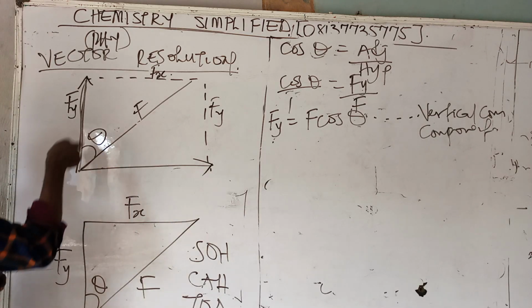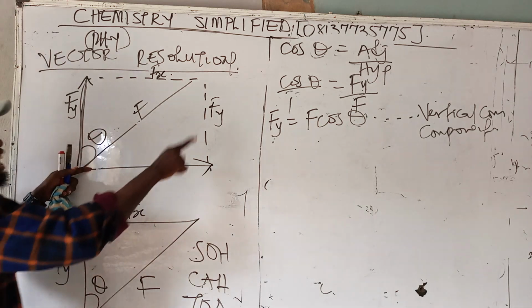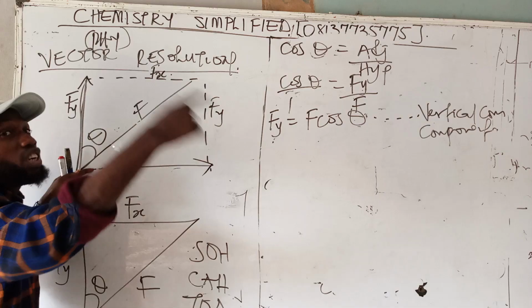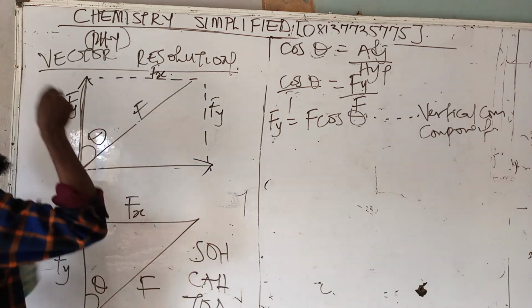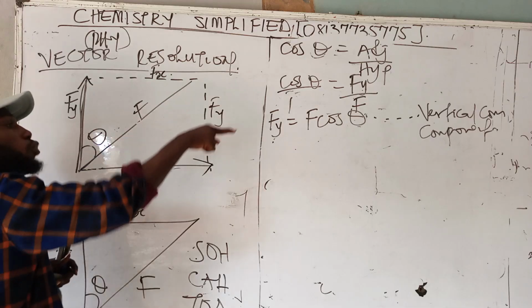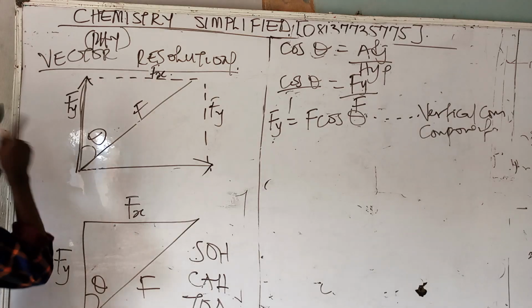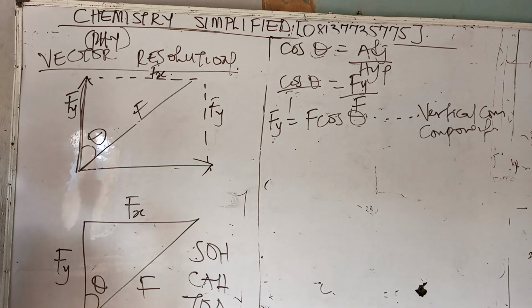You can see our angle theta. When it is to the horizontal, our vertical component is F sin theta when you are resolving the force. But if the angle theta is to the vertical, the formula goes back to F cos theta. You can see that, right? Very, very important. Note that you should check whether the angle theta is to the vertical or to the horizontal.